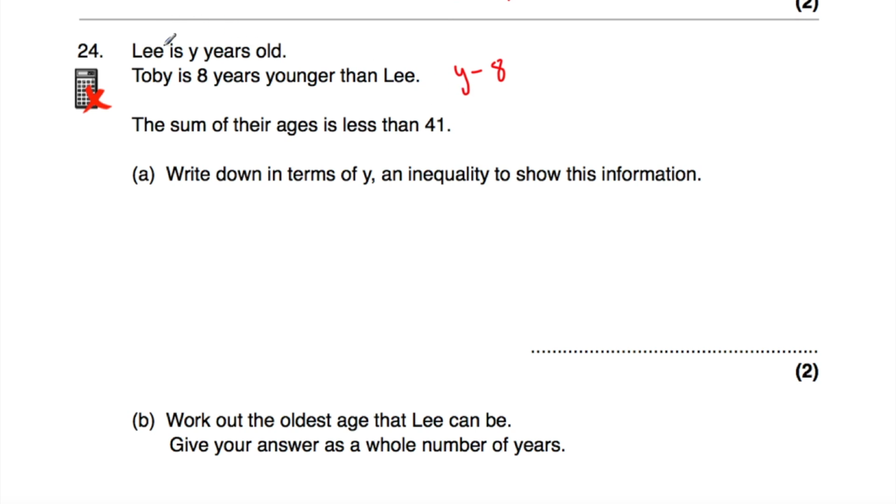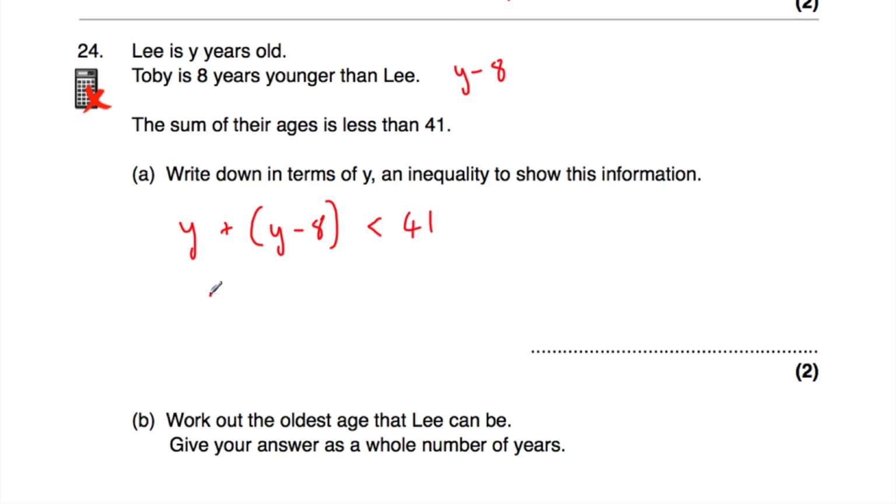inequality. So Lee is y years old, and Toby's 8 years younger, so that's y take away 8. And the sum of their ages, so let's add together their ages. So y plus y minus 8, and that's going to be less than 41. Okay, so let's add them together.